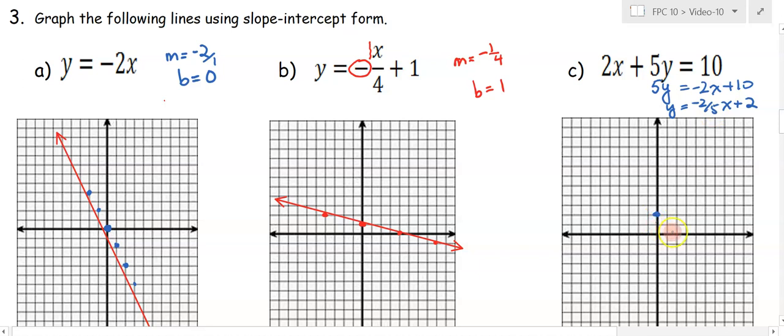Again, the slope is negative. And I could count that a few times. And then I could graph this by creating my line, going through those 3 points. And there you go, how to graph a line using slope-intercept form.